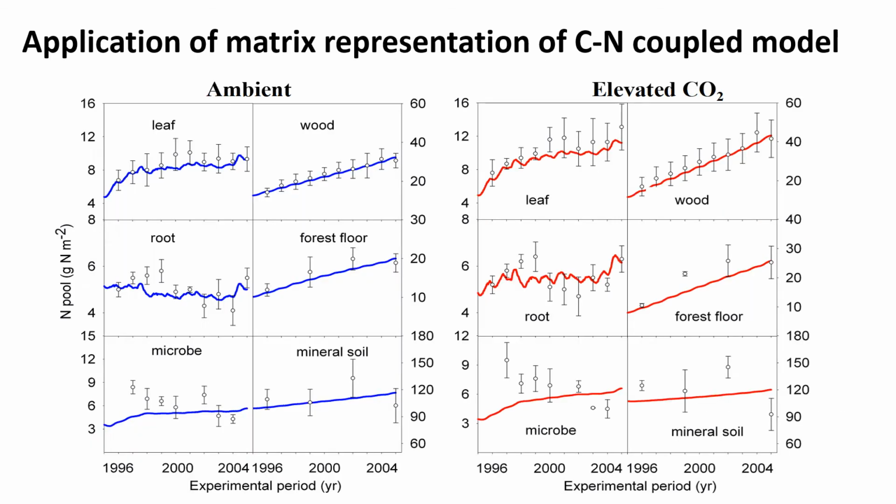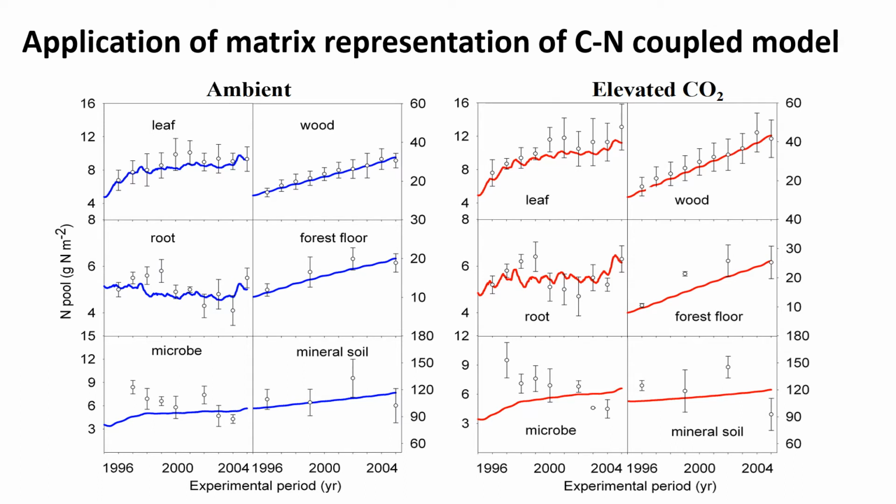Comparison of parameter distributions showed that the plant nitrogen uptake, C2N ratio in foliage, vine root, metabolic litter, and structural litter was significantly higher under elevated than ambient CO2, whereas CO2 enrichment didn't exert a significant effect on C2N ratios in wood tissue and soil organic matter.